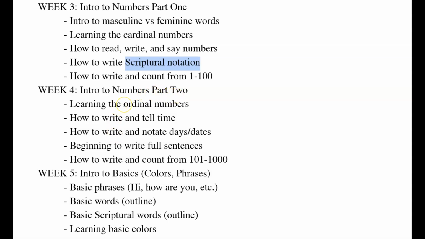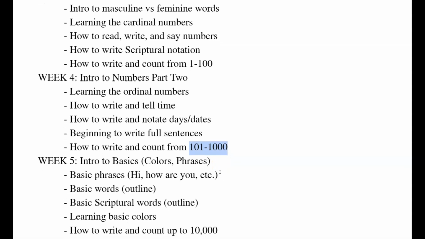So now you're learning the ordinal numbers, such as first, second, third, fourth, etc. You'll also learn how to write and tell time, how to notate days and dates, how to begin to write full sentences with these, and also counting up to number 1,000 in Yahudyth as well.